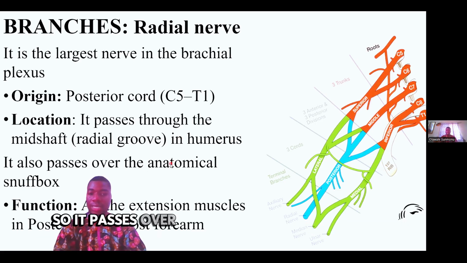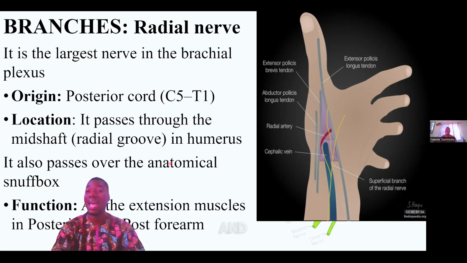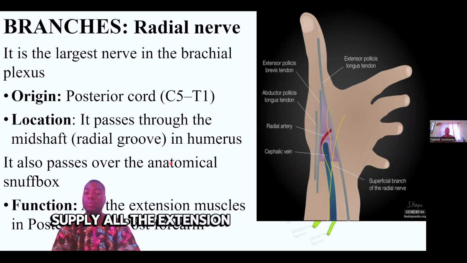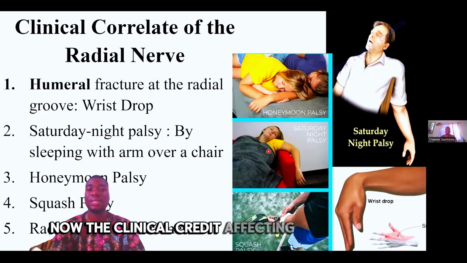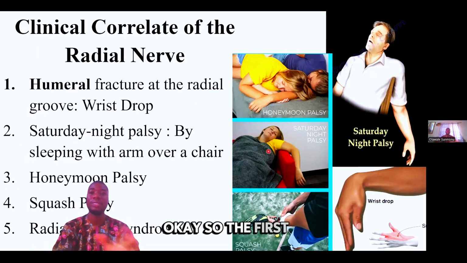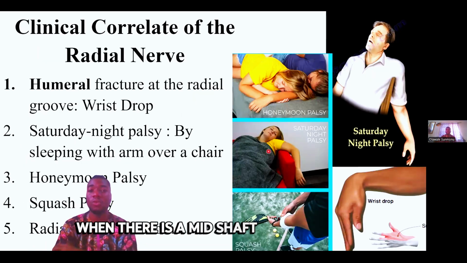It also passes over the anatomical snuff box and supplies all the extension muscles in the posterior arm as well as the posterior forearm. Now the clinical correlates affecting the radial nerve. Okay, the first is when there's a mid shaft humeral fracture.